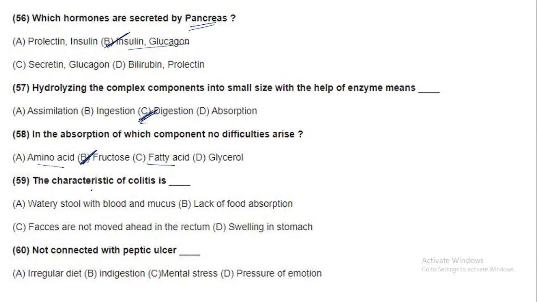The characteristic of colitis is: watery stool with blood and mucus, lack of food absorption, feces not moving ahead in the rectum, or swelling in the stomach? Alright, once again just read the question.